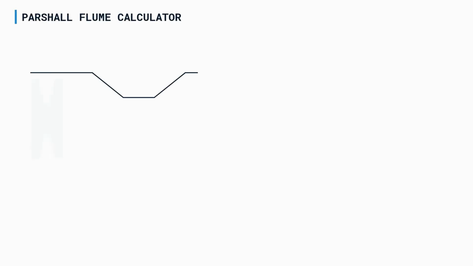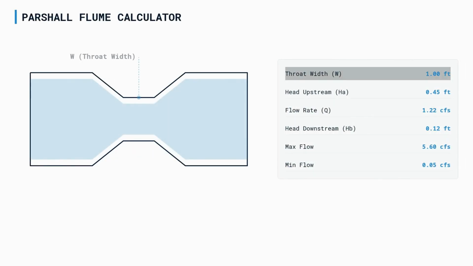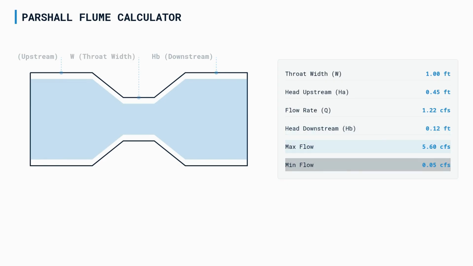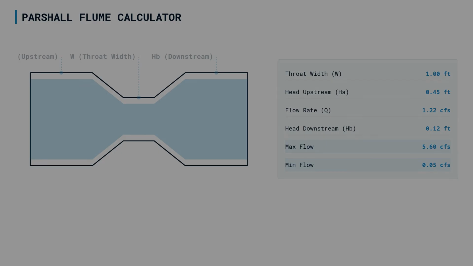Enter your throat width W in feet. Next, input your head measurement HA, which is the upstream water depth. The flow rate Q field is used in other calculation modes. Downstream head HB represents the water depth after the flume. Finally, maximum expected flow and minimum expected flow help with flume sizing calculations.